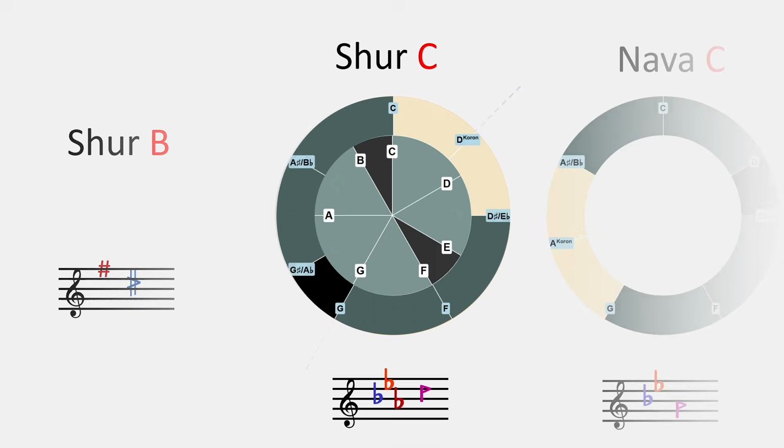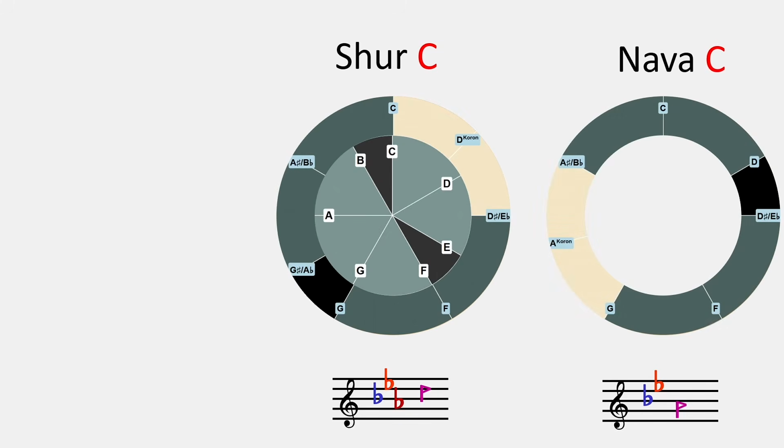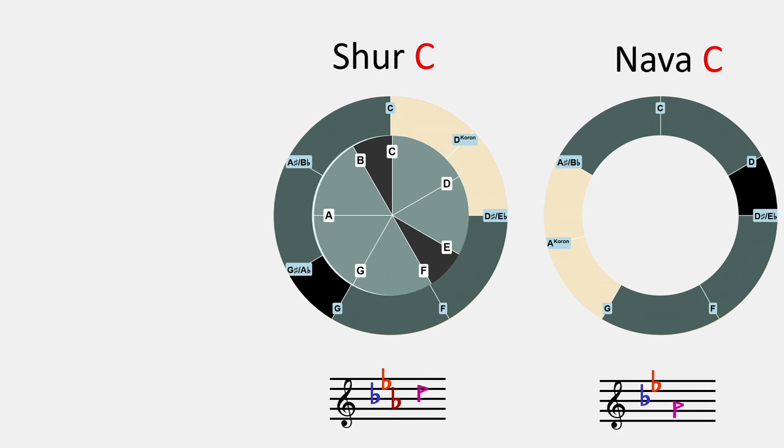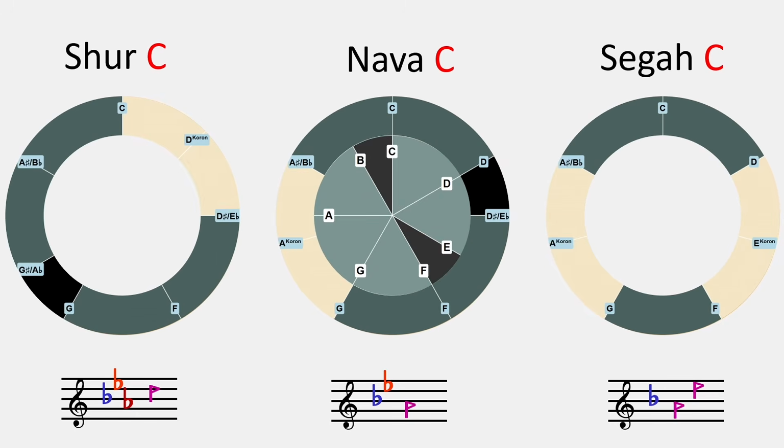So far, we have explored the Shur scale, but Persian music includes a rich variety of other dastgahs. By applying the same circular visualization, we can clearly see how each of these scales relates to the diatonic system. Each scale has its own distinct set of intervals, shaping unique emotional and musical expressions.